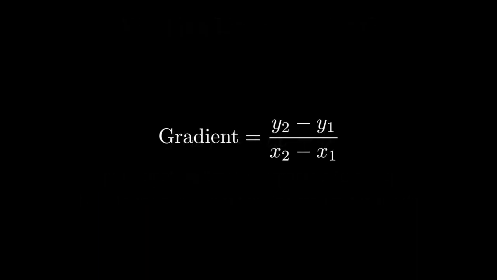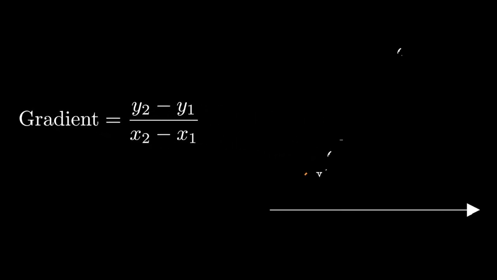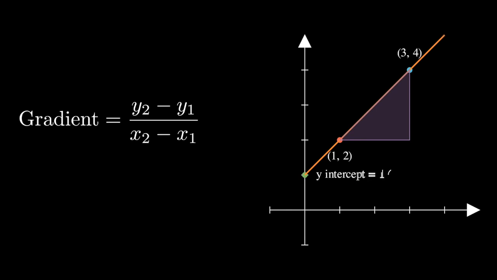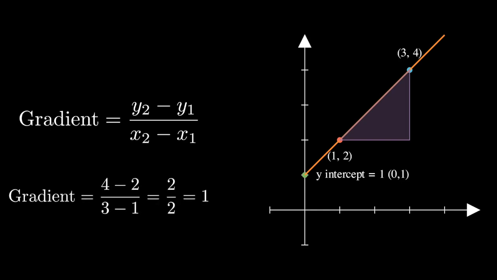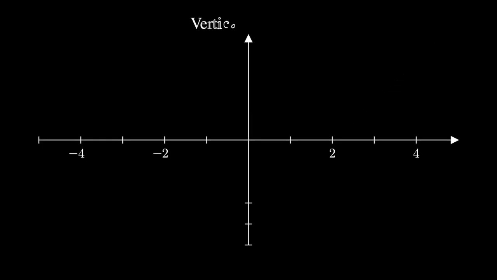We can find the gradient of a line using the equation y2 minus y1 over x2 minus x1, where y2 and x2 is a point on the graph, and y1 and x1 is so too. In this example, there are points (3, 4) and (1, 2) on a line, thus giving us the gradient of 1.